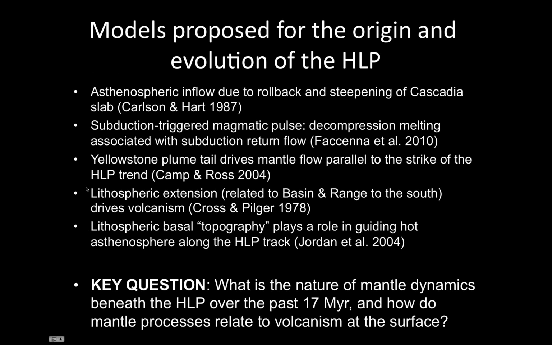Extension in the overriding lithosphere has been proposed as a potential way to get volcanic activity, perhaps related to extension in the Basin and Range to the south. It's also been suggested that topography on the base of the lithosphere may play a role in guiding asthenospheric material along the track of the HLP. So some, or any, or a combination of these models might be able to explain the origin and evolution of the High Lava Plains. We've had some difficulty discriminating among them using the available data.